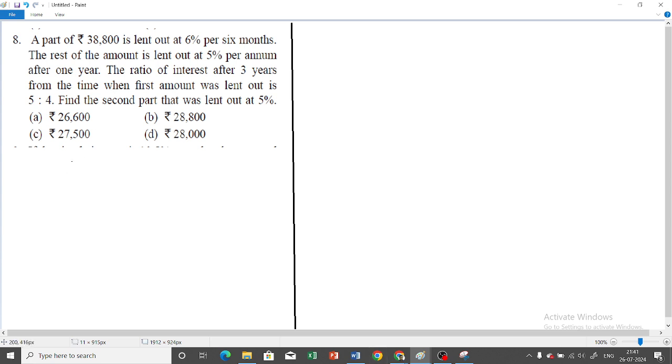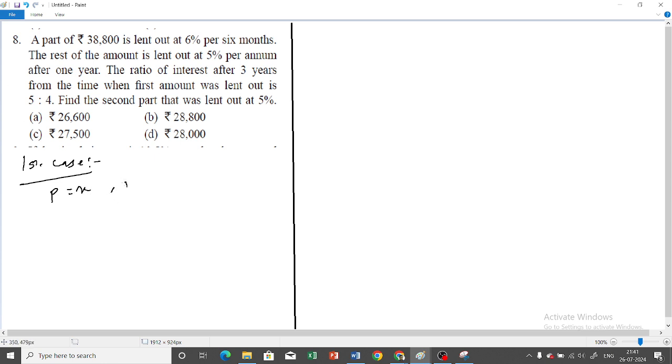Okay, let me do it. A part of this is lent out at 6% per 6 months. Nothing is reduced to simple interest. Okay, so first case. Let me take the principal as x.